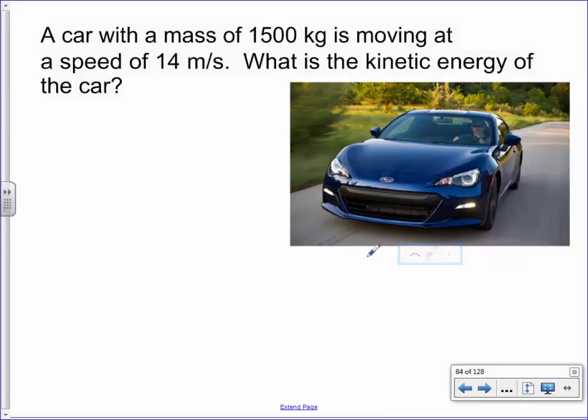Well, like I said, if you understand how to use a formula, it's fairly straightforward. The formula for kinetic energy is 1/2 mass velocity squared.